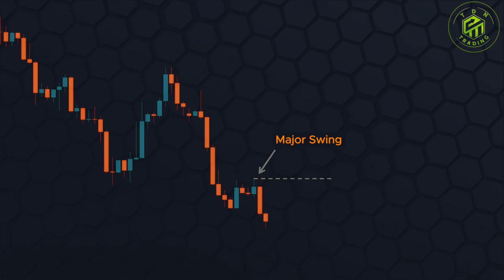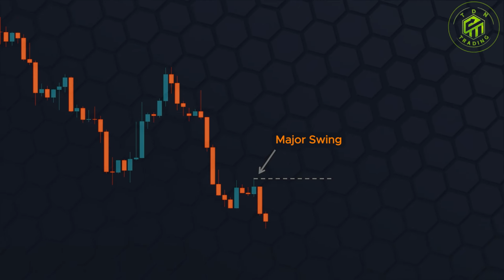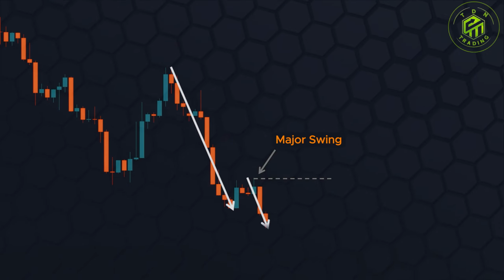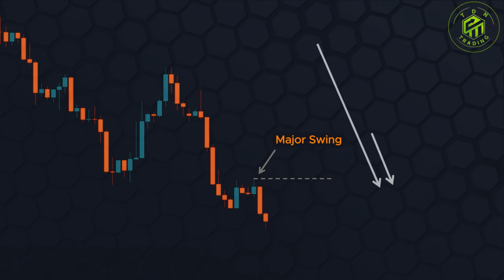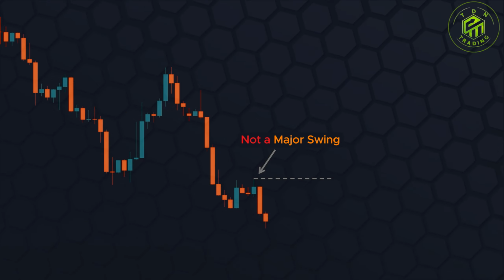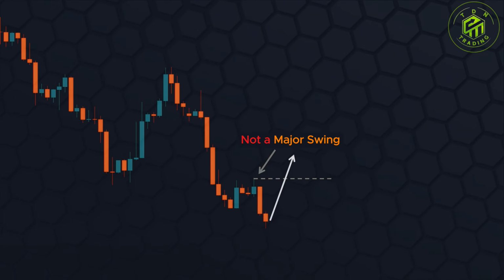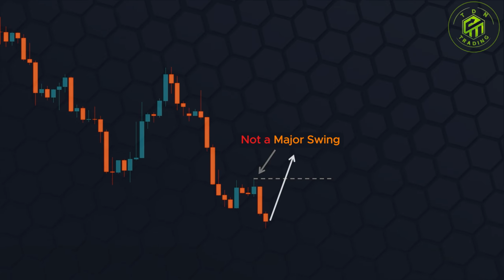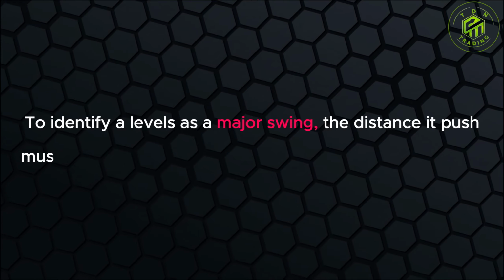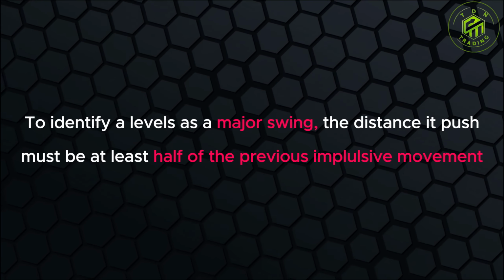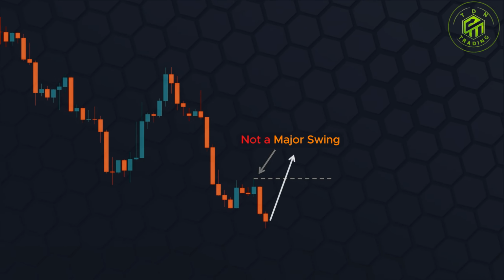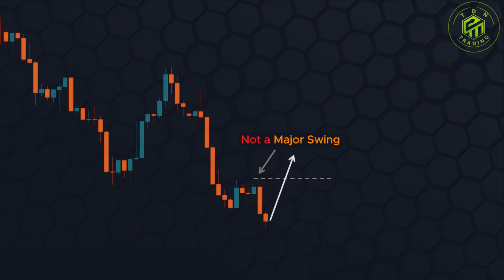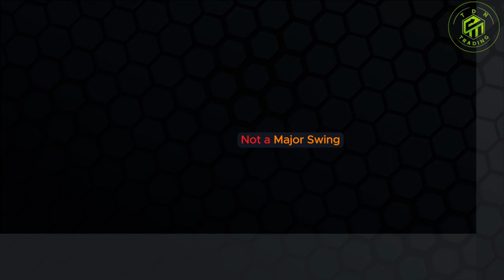The issue with this move is that it lacks sufficient distance pushed by the price. If you measure the previous impulsive movement, that is over 60 pips, while the recent one is only 20. Therefore, this high does not qualify as a major swing, and breaking above it does not indicate a valid change of character. So here comes an important point. To identify a level as a major swing, the distance it pushed must be at least half of the previous impulsive movement. This is our third and final criterion for identifying major swing points. Now take a look at these examples.